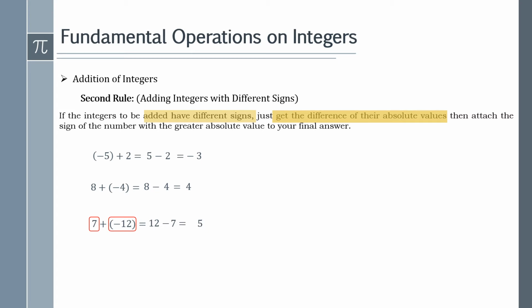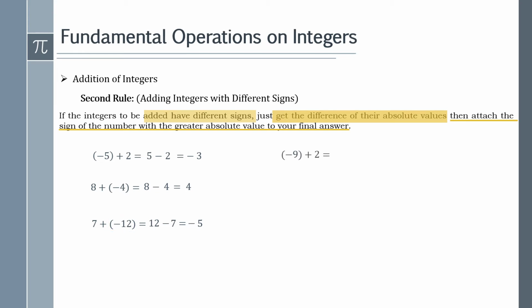Again, attach the sign of the number with greater absolute value to your final answer. So, in these two, ano yung mas malaki? Si 7 or si 12? Si 12. So, anong sign ni 12? Negative. So, you attach negative to your final answer. So, your answer now is negative 5. Okay?